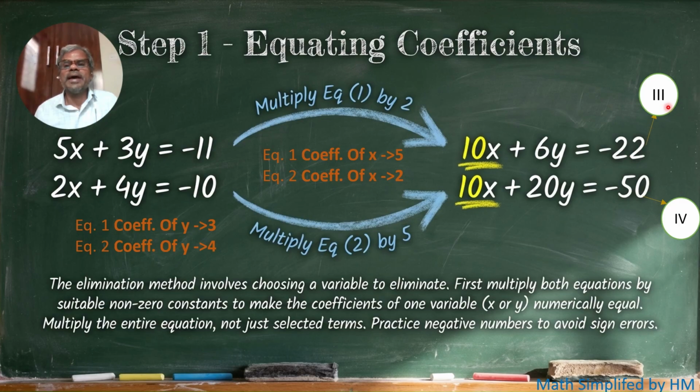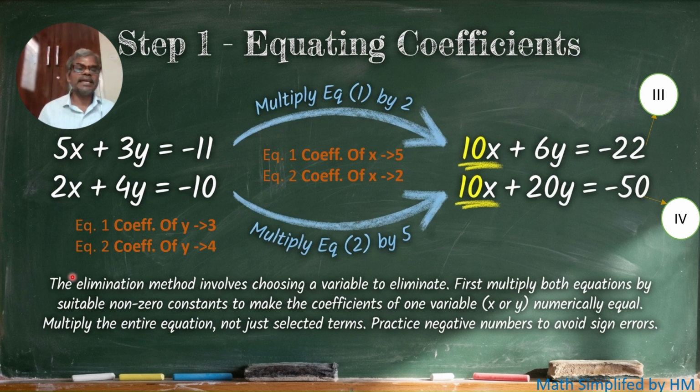Name this equation as 3. We multiply equation 2 by 5: 2x into 5, 10x, plus 4y into 5, 20y, is equal to minus 10 into 5, minus 50. Name this equation as 4. We can equate the coefficients of y also by multiplying equation 1 by 4 and equation 2 by 3.